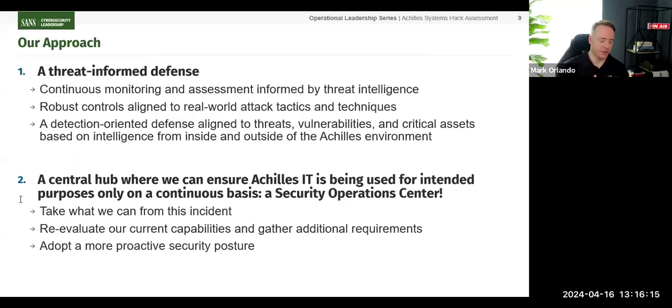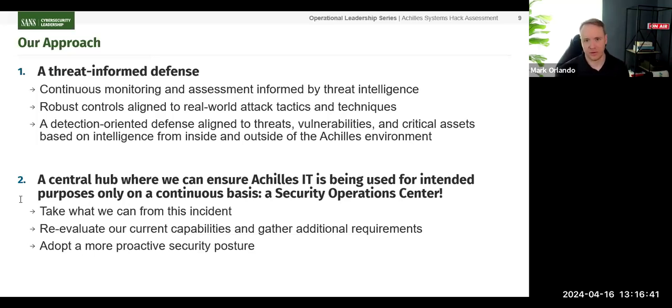We want to be aligned to threats that we know about, some of which, unfortunately, we've had a front row seat in observing very recently. The vulnerabilities that we know exist in our environment, critical assets, and a lot of these insights we can get from internal intelligence. We also need to track external intelligence, what we know about all the bad things that are happening out there on the internet that may at some point impact us.